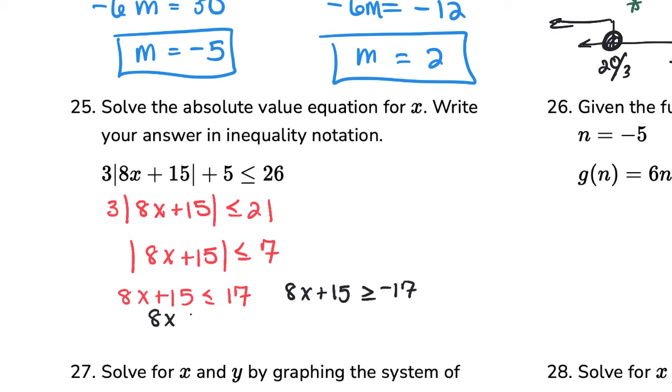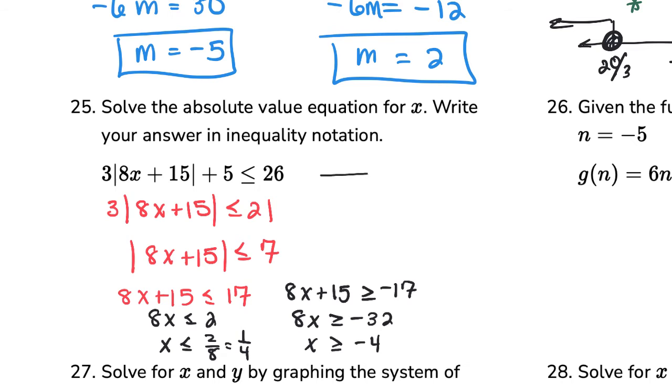So 8x, subtract 15 is 2, 8s, or 1/4. So x is less than 1/4. Let's see here, add or subtract 15. Divide by 8.